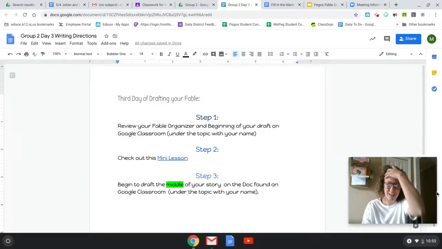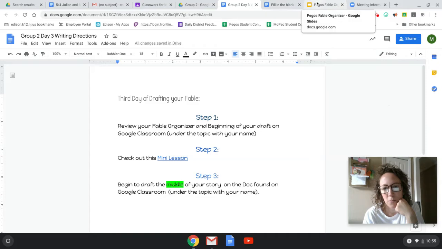Good morning. Today we are working on the third day of drafting our fable. You guys have done a great job at focusing on the beginning of your fable and making sure that you are setting the scene for your story. So step one, we are going to review our fable organizer and the beginning of your draft that's found on Google Classroom. So let's do that first.